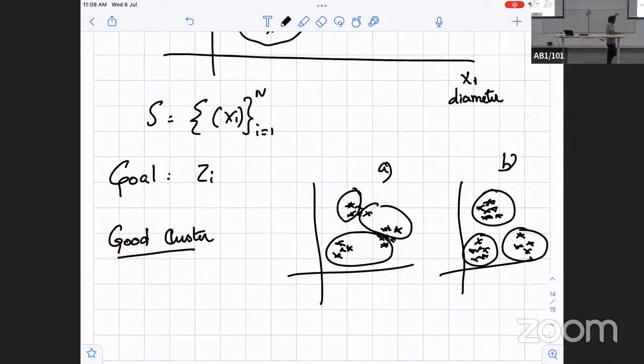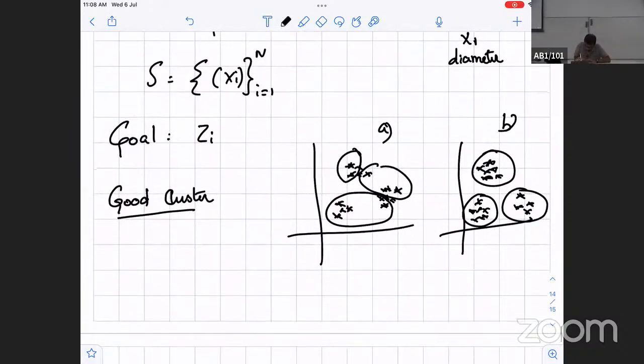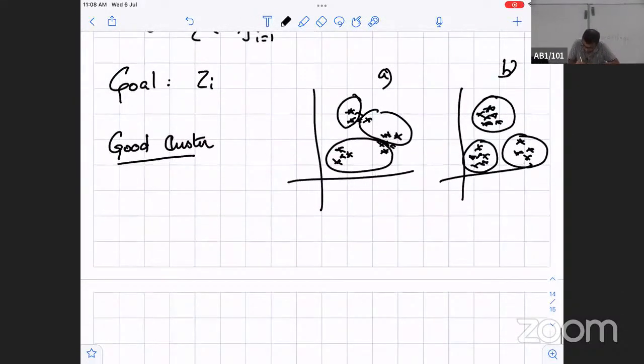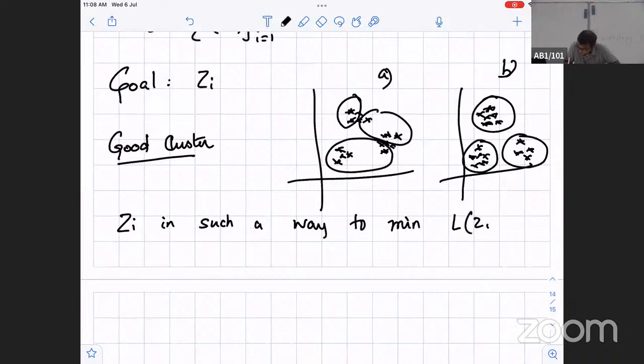In 2 dimensions you can see this, but in higher dimensions you will not be able to even plot it. So you need to tell me a way which is general. Of course, when you plot it, you can tell. So basically, you would like to choose the Z_i in such a way as to minimize some L of Z, which is the loss.